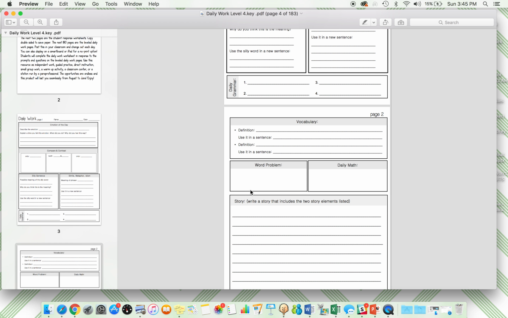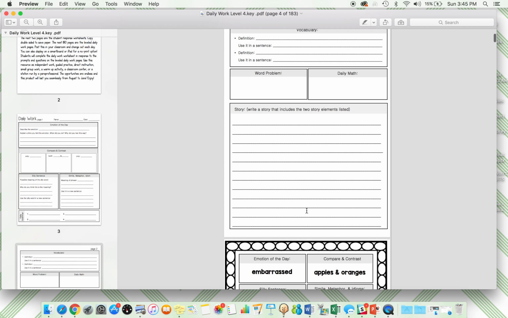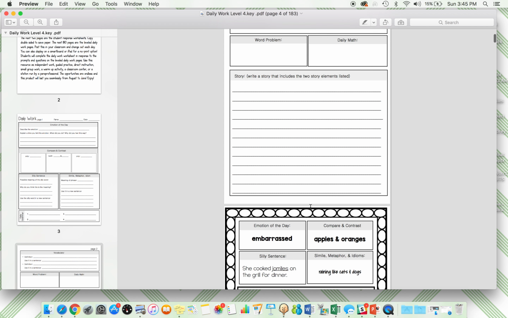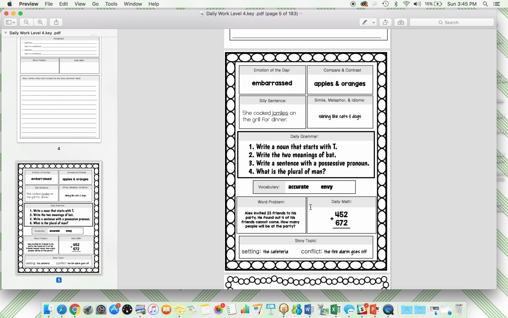So that's this section. There's a math word problem, space to figure it out, and then a daily math problem. The math in this series is focused on triple digit addition and subtraction, double or triple, with and without regrouping. And then students have to write a story with 2 specific story elements. So let's go through what the content is.